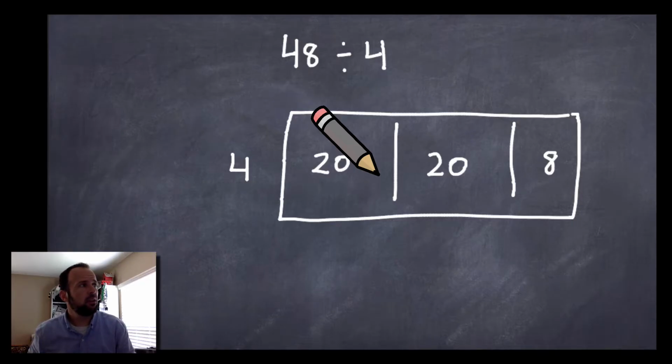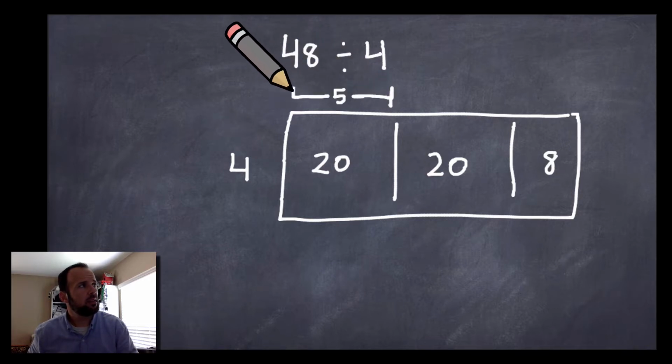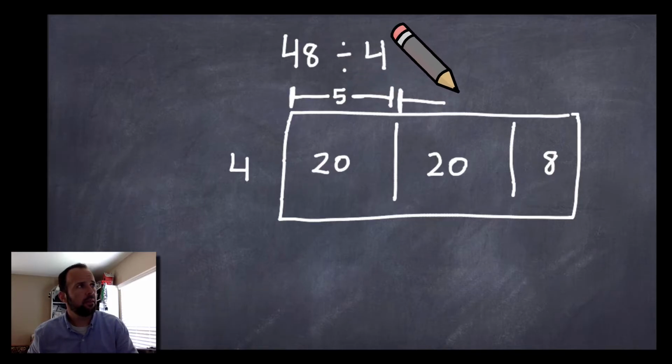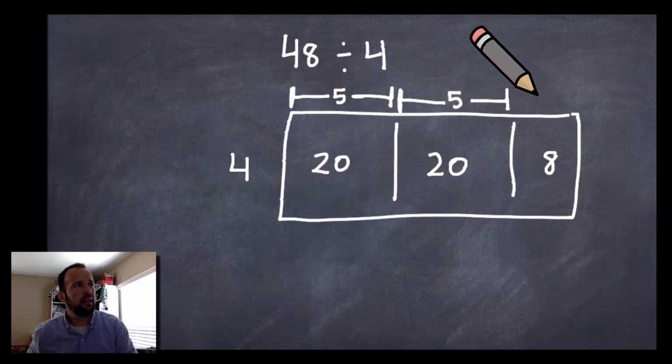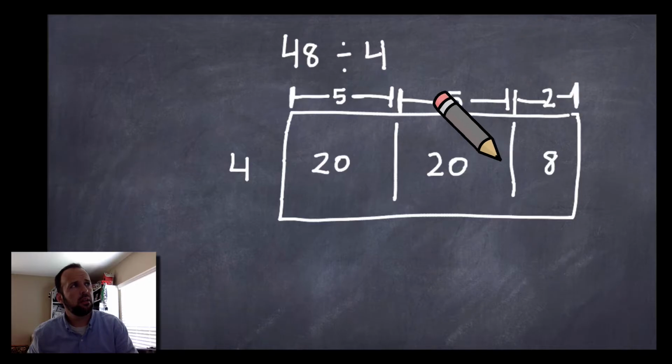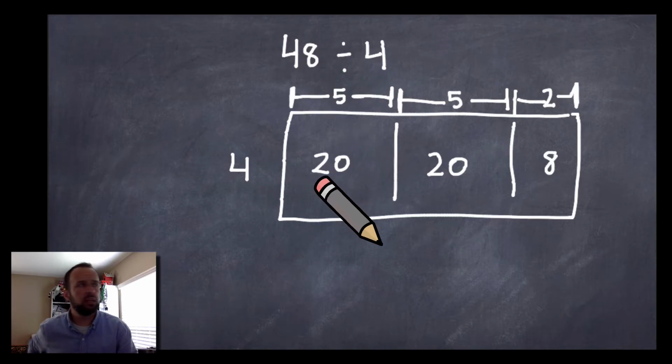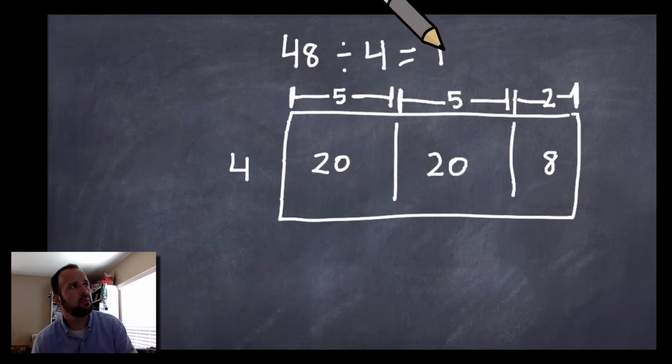But then I could do some even smaller division problems to help me out. So 20 divided by 4, well, that's going to be 5. So I know this distance will be 5. Again, 20 divided by 4 would be 5, right? 5 times 4 is 20. And then 8 again, that's 2. And there we go. If we add these up, 5 plus 5 is 10, plus 2 more is 12. So our answer is going to be 12. The same answer we had.